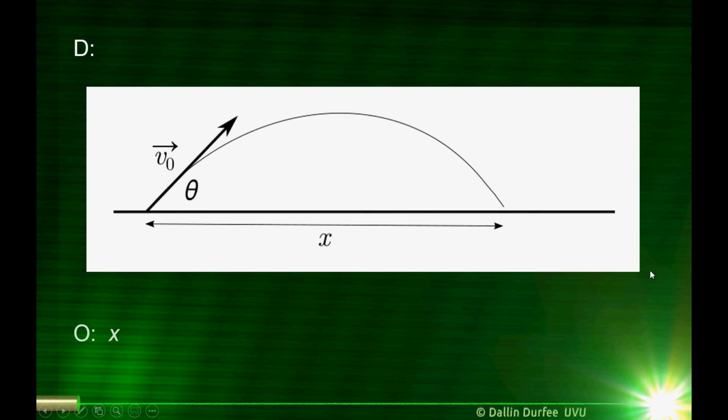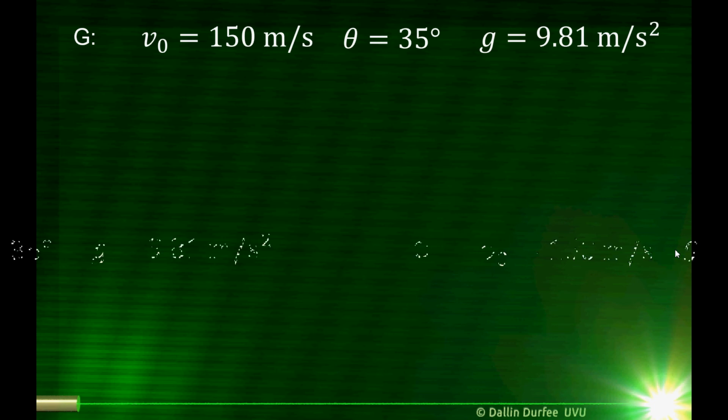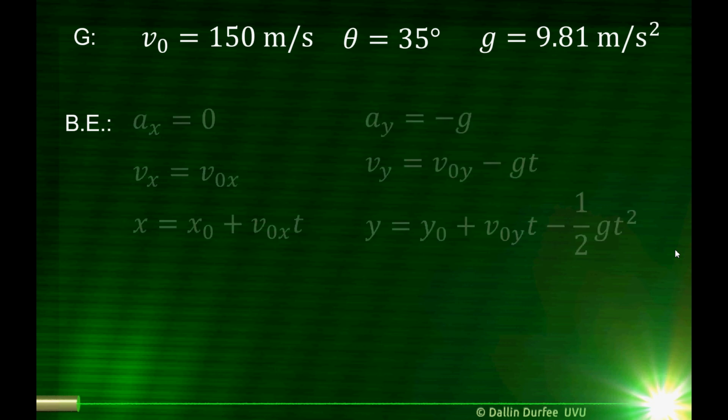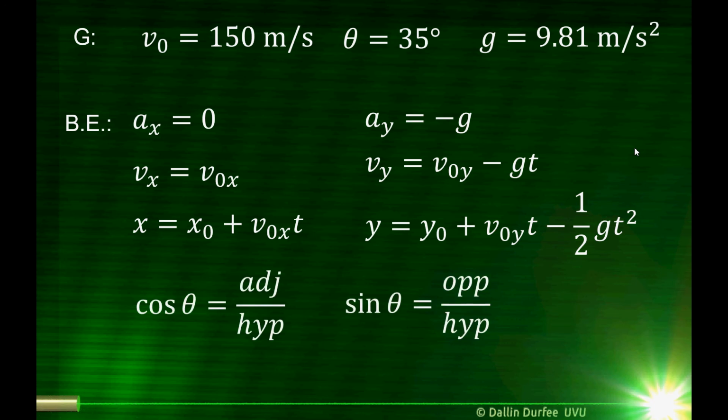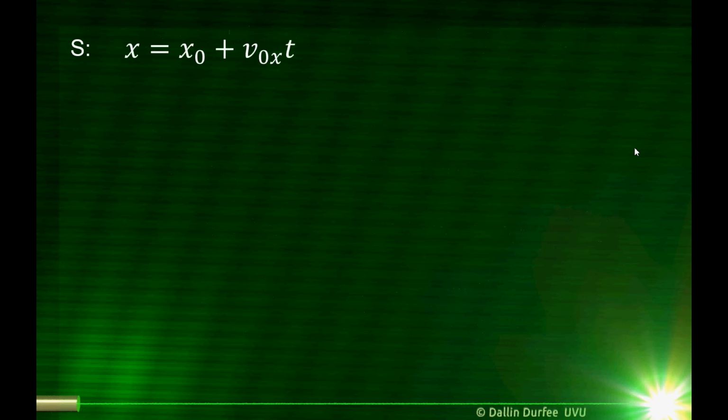The next step in Snuggly Dog is O, objective. What is my objective? My objective is to find x. I've labeled all my variables in the diagram, so I see very clearly that what I'm trying to find is this thing I've labeled here as x. G stands for givens. The givens in this problem are the initial velocity, the angle that the cannonball is launched at, and of course the acceleration due to gravity. BE stands for basic equations. The basic equations I'm going to use are the basic equations for projectile motion, the x and the y components of motion. Additionally, I'm going to need the definition of sine and cosine to make this work.